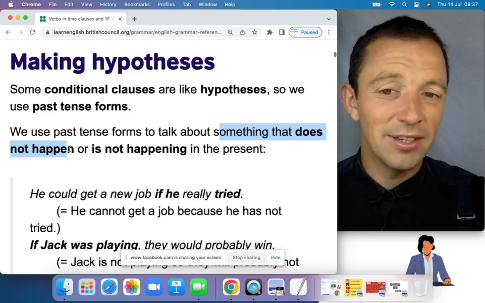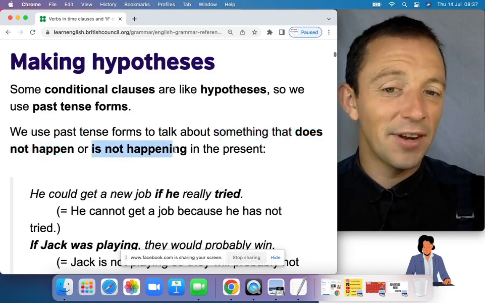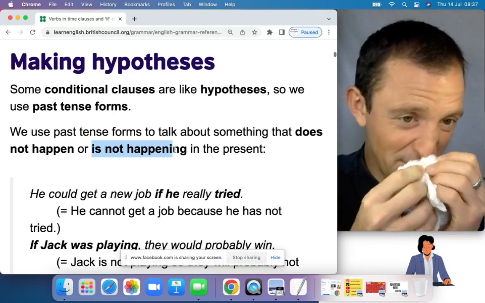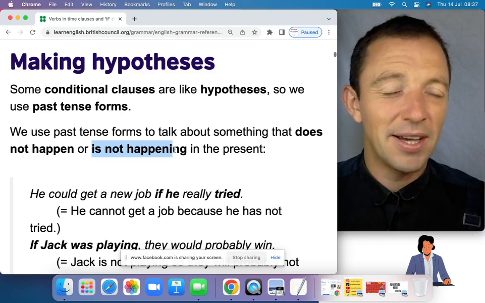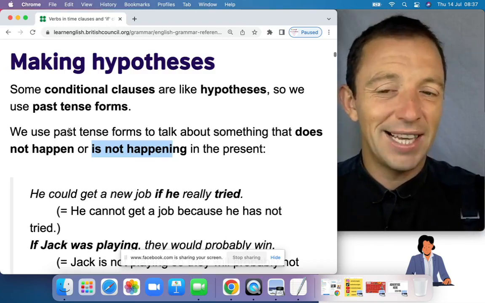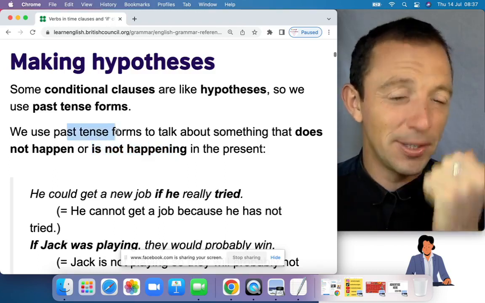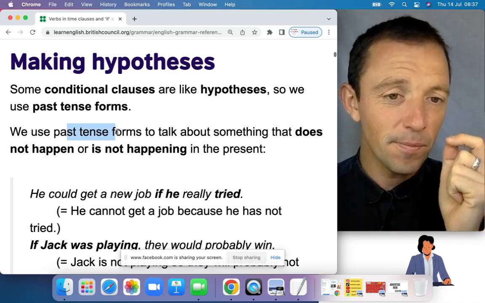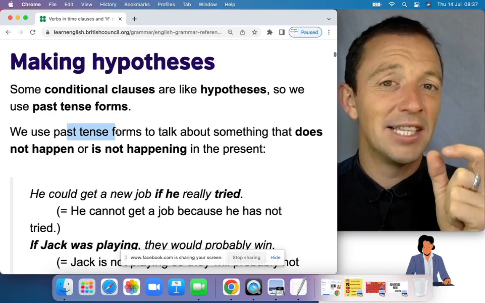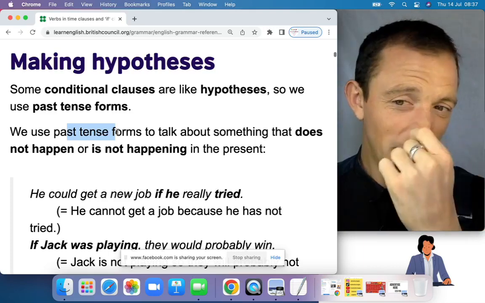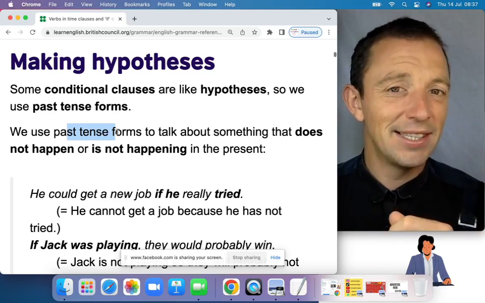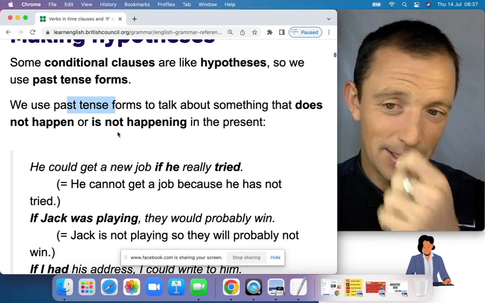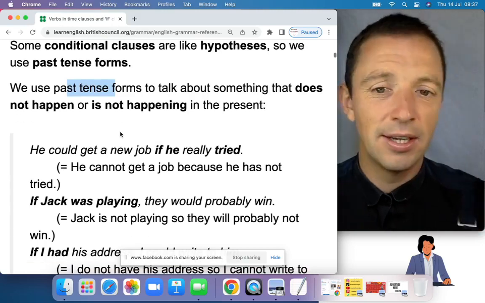So hypothetical is something that does not happen or is not happening in the present. Okay, and when we want to express a hypothetical, we can use the past tense in the conditional clause. So previously, in the conditional clause, we used the present tense form to express the future, but in this situation, we use the past tense to express a hypothetical. Complicated. And that's normal because we progress.